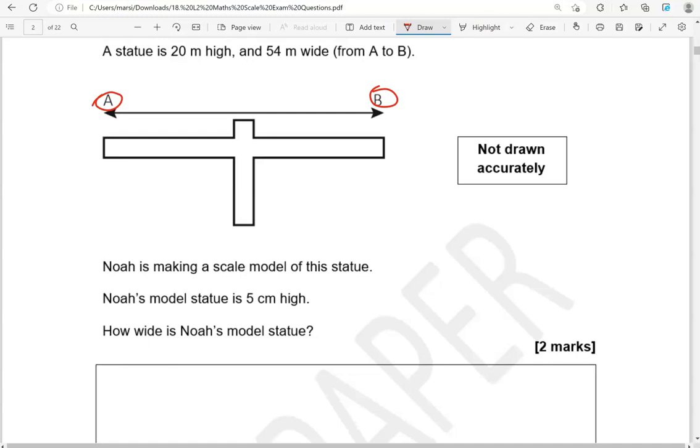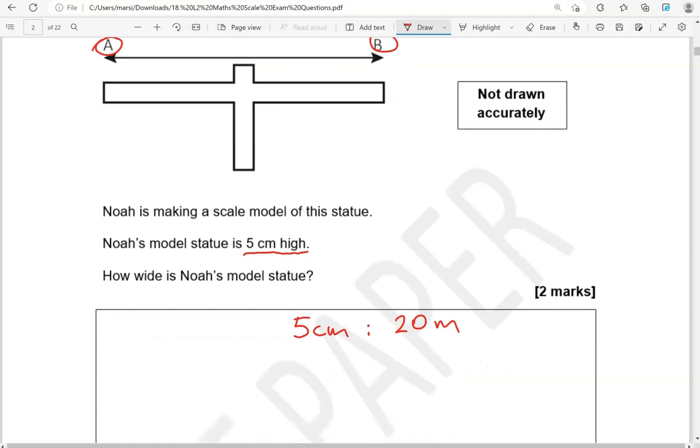So the model is 5 centimeters high and the statue is 20 meters high. So 5 centimeters represent 20 meters. So 1 centimeter will represent 4 meters, because 1 times 5 gives us 5, 4 times 5 gives us 20.